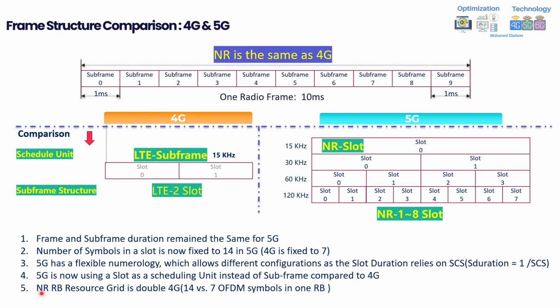The last part is that the number of resource elements within the 5G resource block is increased by almost double, because of the same point that now we have a fixed number of symbols in the slot in 5G, which is 14, and in 4G it is 7 symbols. That's why the number of resource elements is increased for one resource block compared to 4G. And these are the main differences for the frame structure.